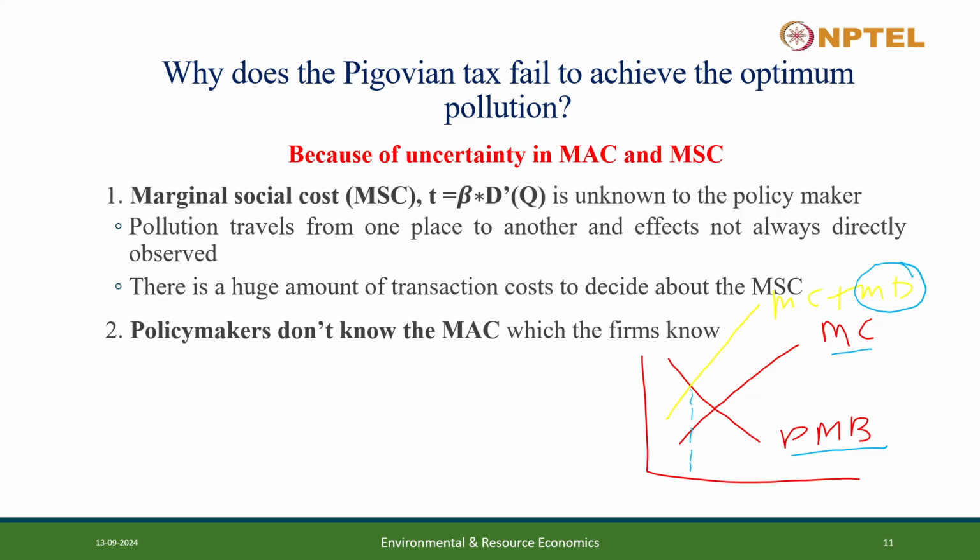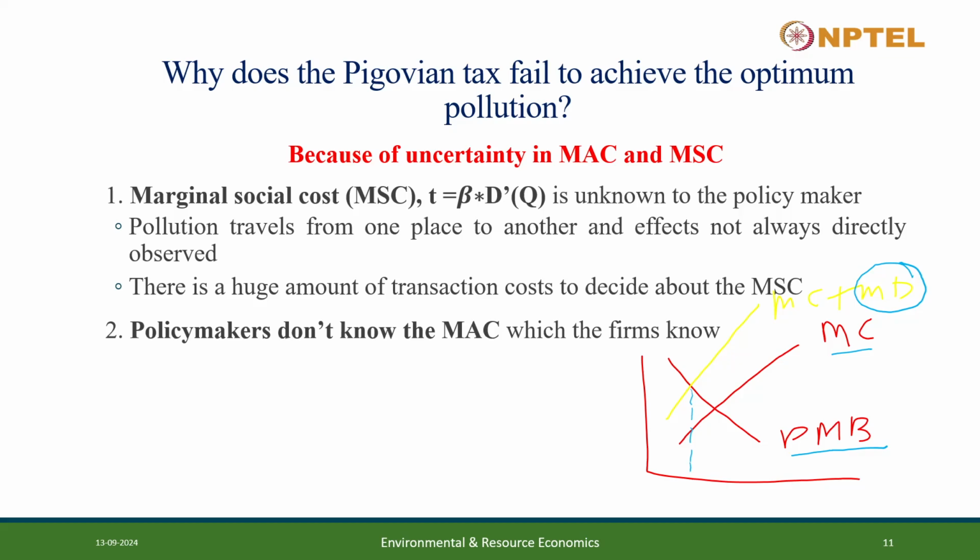However, many times we don't know the marginal abatement cost of each firm, which the firm knows, and many times the firm does not prefer to tell the value of its abatement cost. Additionally, the marginal social cost, that is the damage because of pollution, is also not known, due to which the calculation of marginal social cost is another uncertainty in the Pigouvian tax system.